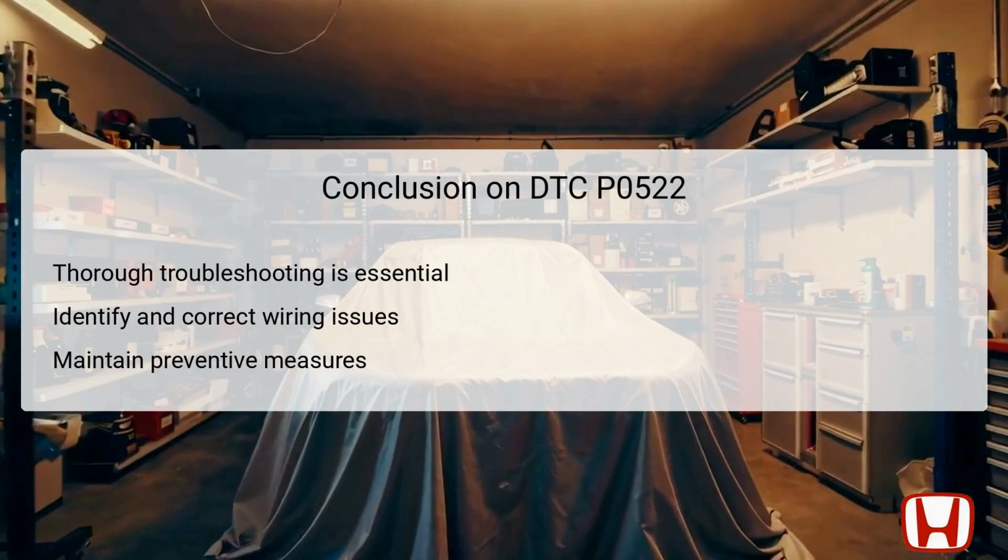In summary, troubleshooting DTC P0522 requires a systematic approach to identify issues with the rocker arm oil pressure sensor circuit. By following each step carefully, it is possible to pinpoint faulty components or wiring issues effectively. Resolving these concerns ensures that the engine receives proper lubrication, thus enhancing performance and longevity.